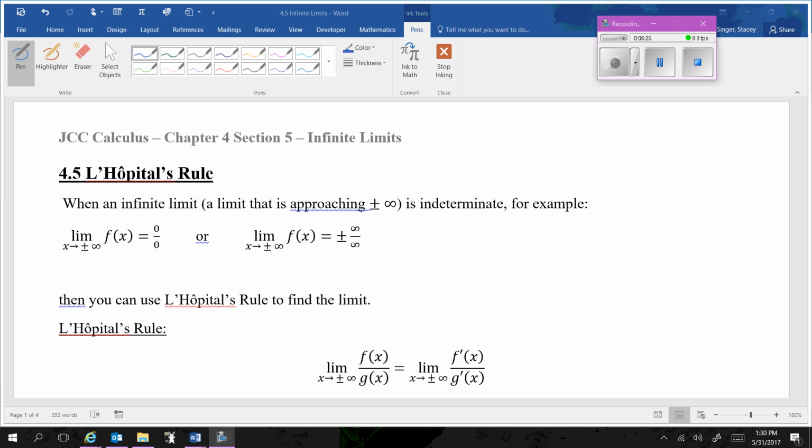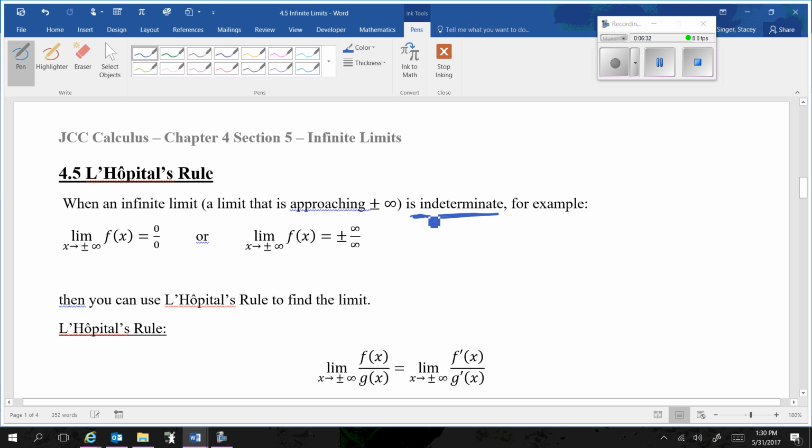So here's the shortcut, and it has to be for limits that are determined to be indeterminate. That means you can't find the answer, because you end up with something like 0 divided by 0, or zeros in the denominator, or if you have infinity divided by infinity, that's also considered indeterminate. So indeterminate just means you can't solve it. So you have to do something to the function in order to find the limit. And this is specifically for limits that approach positive and negative infinity.